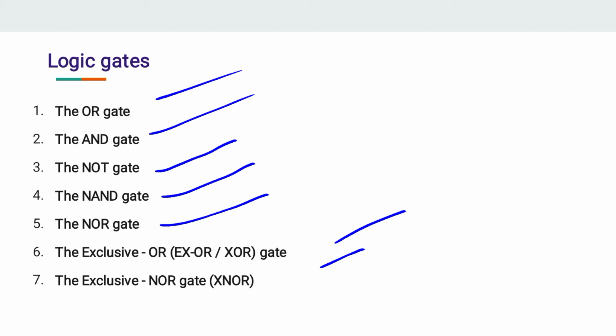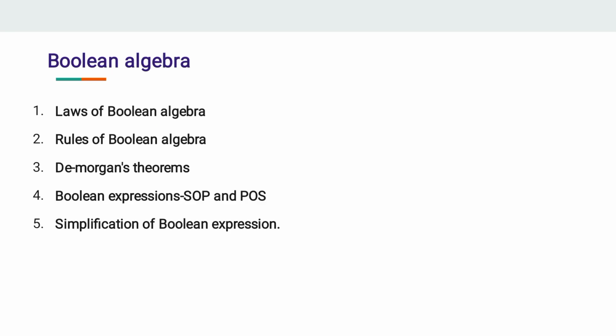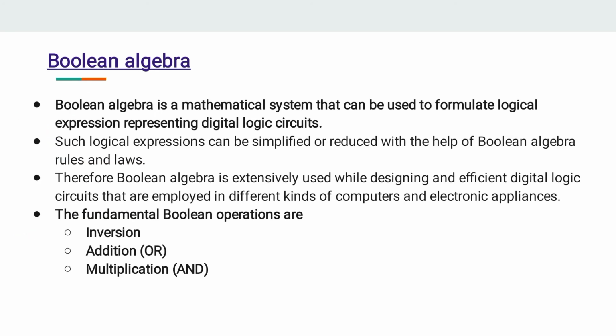So now we move on to the next topic, that is Boolean algebra. In this topic we are going to study about laws of Boolean algebra, rules, De Morgan's theorem, Boolean expression according to SOP or POS, at the last simplification of some of the Boolean expressions. Before going to the topics of Boolean algebra, first, see the Boolean algebra definition.